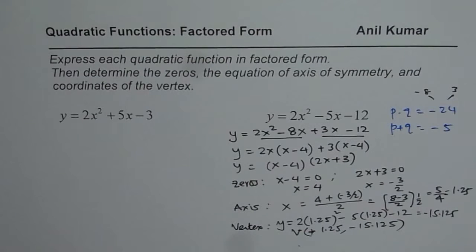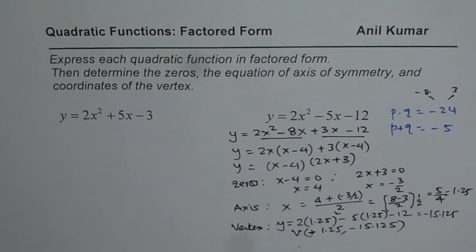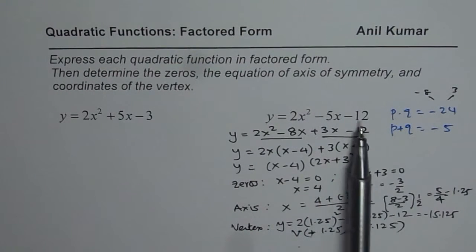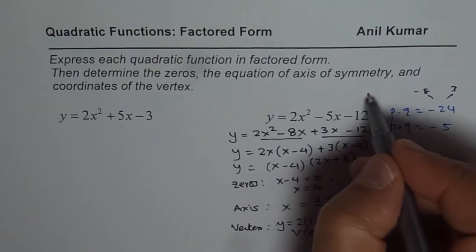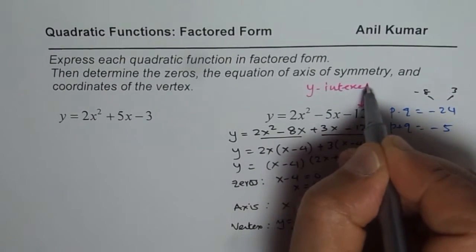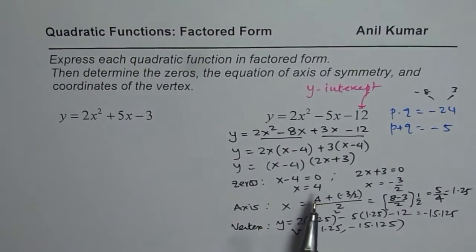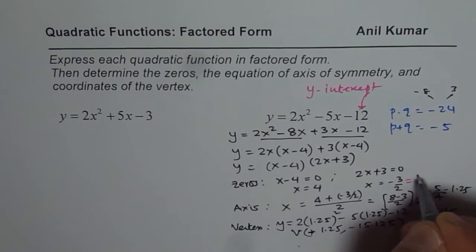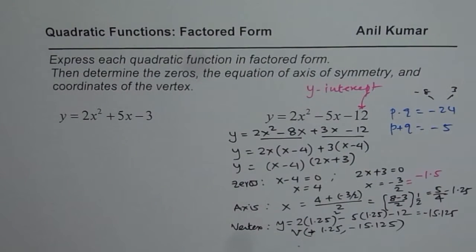So that is how we could find the characteristics of the given graph. I hope that is absolutely clear. In case you want to sketch it, you can also do that. From the equation, see, minus 12 is your y-intercept. So this value you could read as the y-intercept. Is that okay? So you have zeros at 4 and minus 3 over 2, which is minus 1.5. So these are your two zeros.